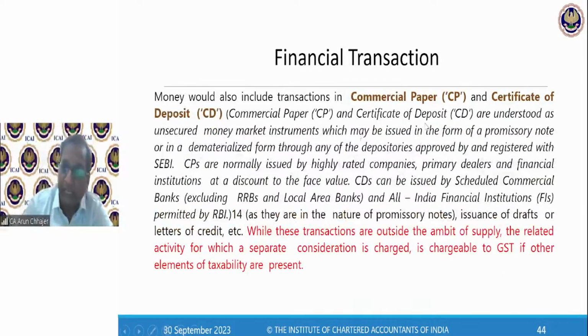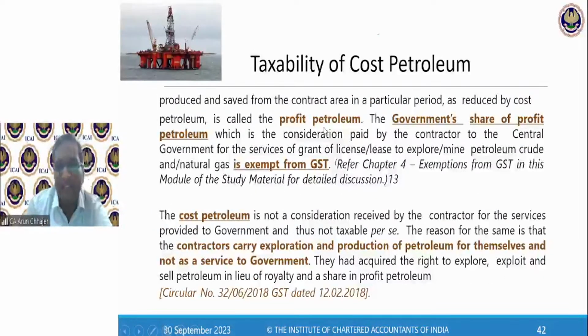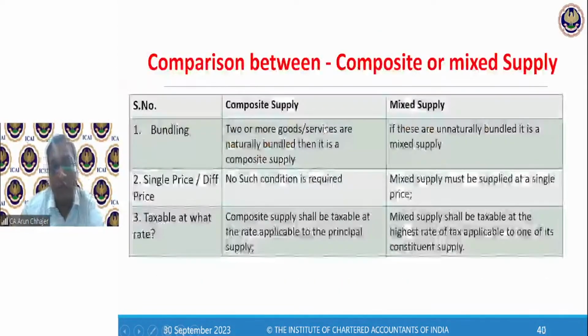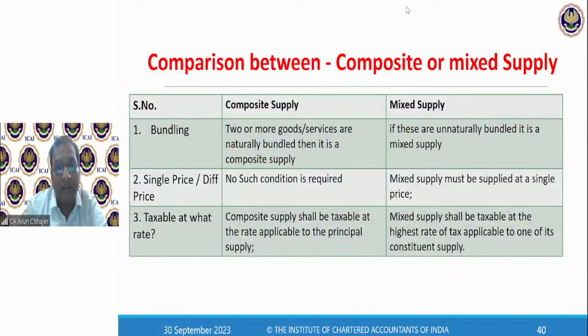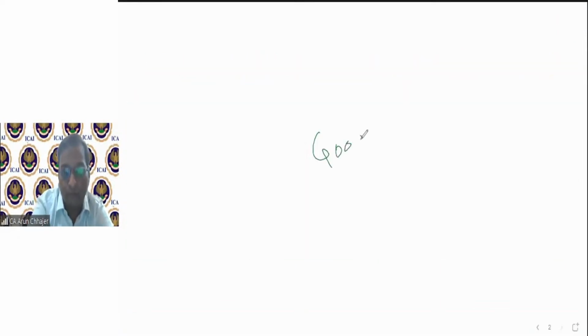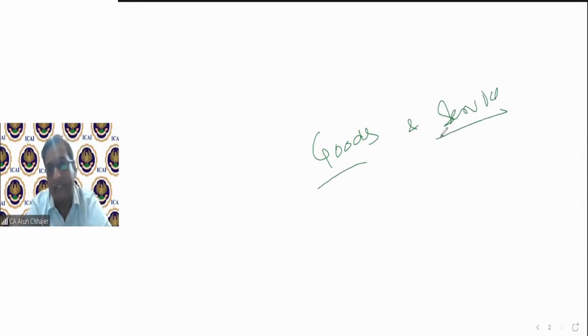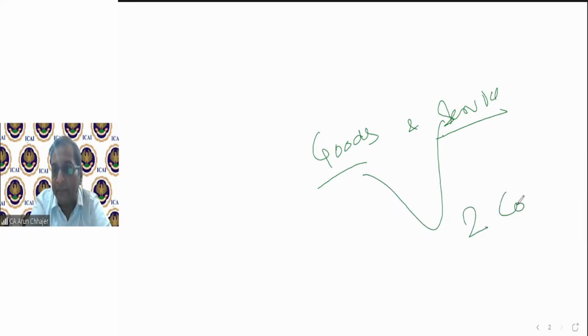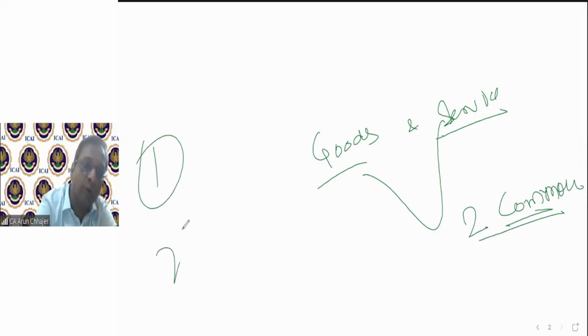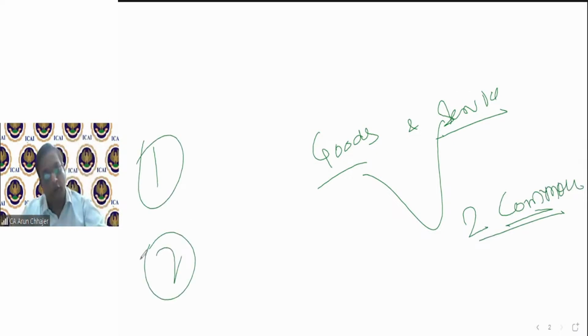Now, let me ask one question. We have discussed the definition of goods and services. In the first class, we discussed the definition of goods and services, in which we understood that there are two common items which are neither goods nor services. Can you please tell me the names of the two common items which are neither goods nor services?